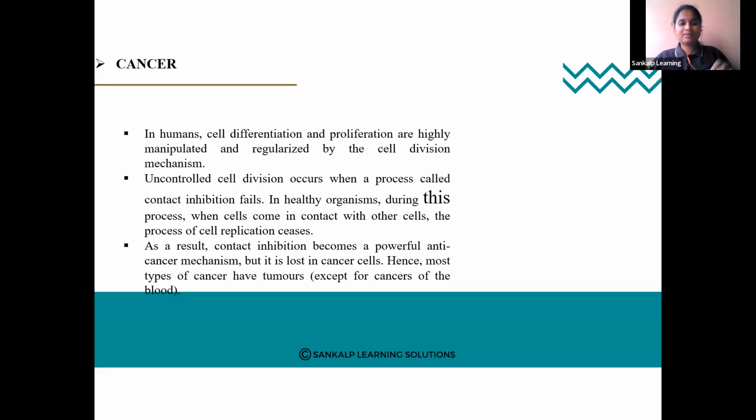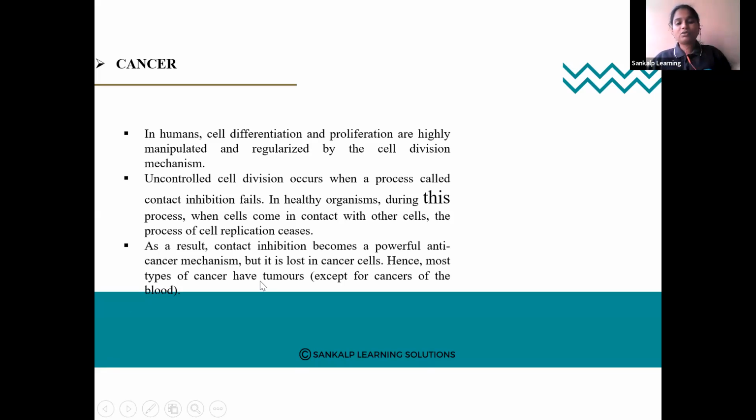In a healthy organism, during this process, when cells come in contact with other cells, the process of cell replication ceases. So what happens here? Uncontrolled cell division occurs. Why? Because the contact inhibition process fails. When contact inhibition fails, the cells which come in contact do not stop the cell replication, they only go for cell division. As a result, contact inhibition becomes a powerful anti-cancer mechanism, but it is lost in the cancer cells.